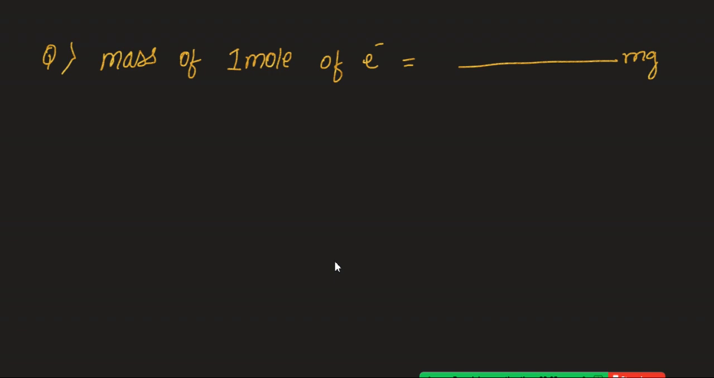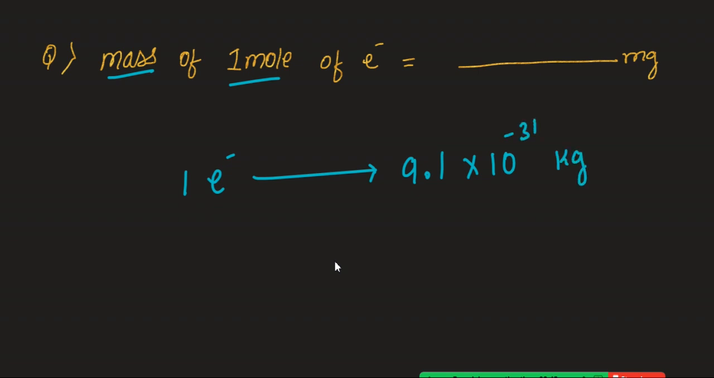Right. So let us try to understand what he is asking here. Simple, just try to understand what they're asking. They're asking you to find out the mass of 1 mole of electrons. We know that one electron's mass is how much? One electron's mass is 9.1 into 10 to the power minus 31 kg.